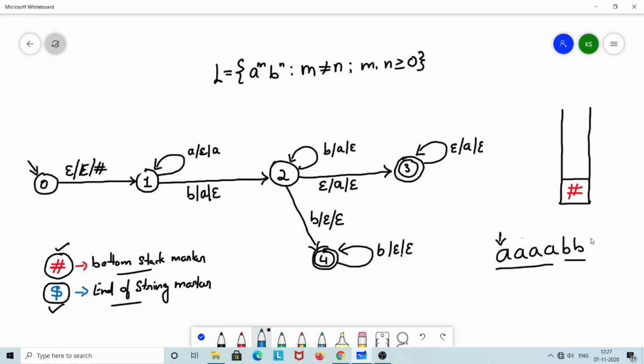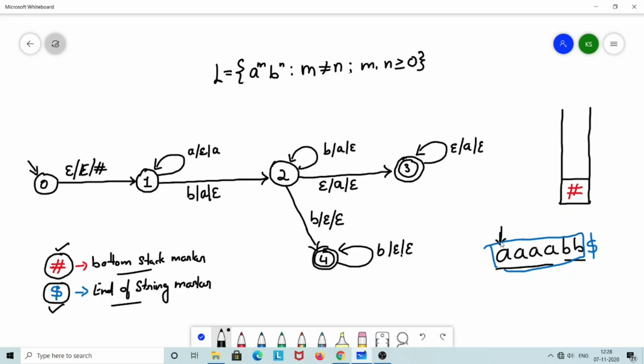At the end of each string we will add dollar. So this will guide the PDA to make sure that the end of the string is encountered. We will encounter dollar only after reading all the A's and B's in our string. So using these two symbols, let us solve this particular problem. We always start with state 0, and we pushed hash onto the stack.